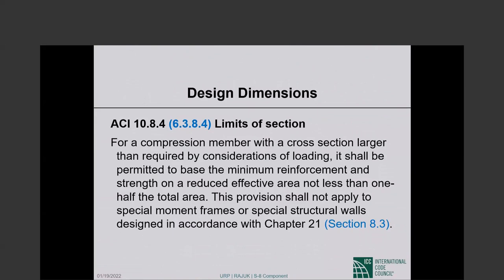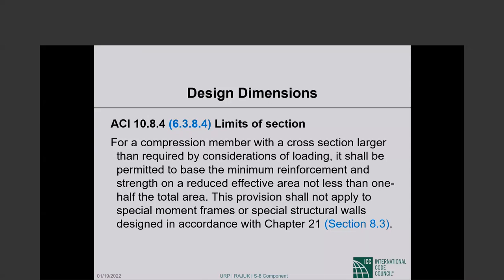For a compression member with a cross section larger than required by considerations of loading, this is extremely important. This is very common. I'll tell you why. It shall be permitted to base the minimum reinforcement and strength on a reduced effective area, not less than one half the total area. This provision shall not apply.